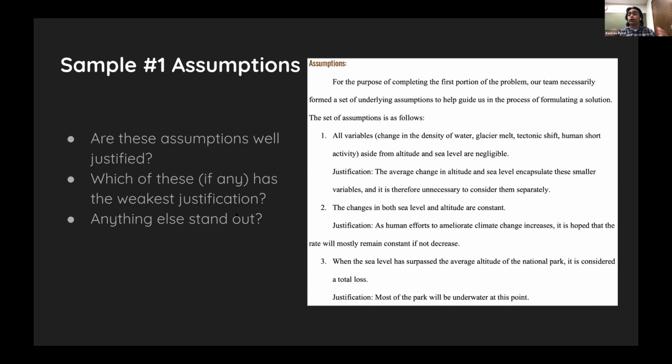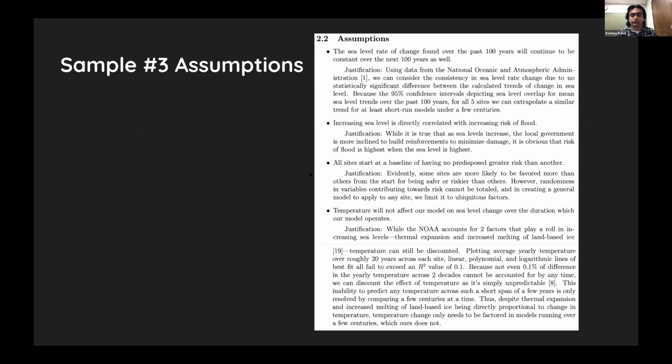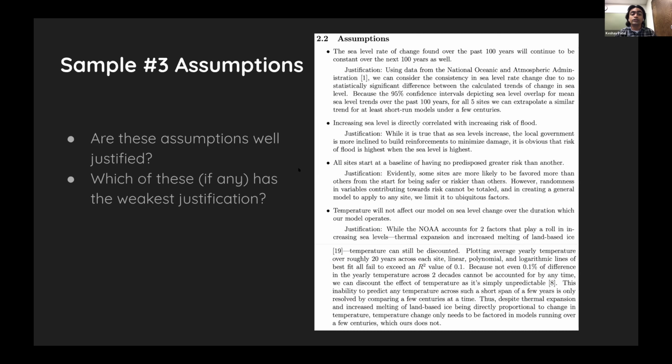Okay. Great. What I'm going to do is we're going to move on to a different team's assumptions, and I'm going to ask the exact same questions. So this is yet another thing. I'm going to give you again about 2 minutes, and I'll ask you the exact same questions. Are these assumptions well justified, and which of these, if any, has the weakest justification?